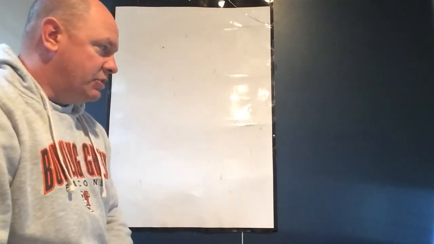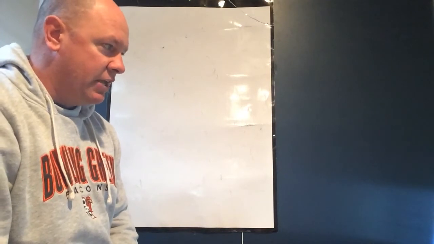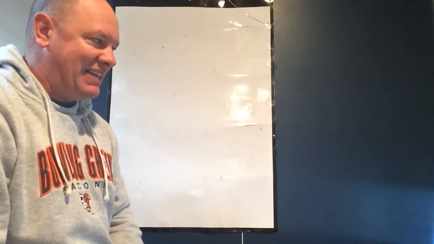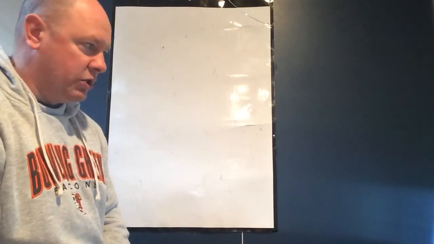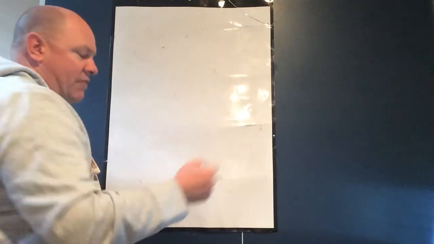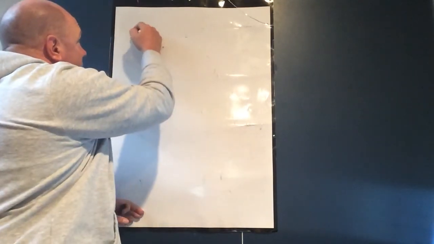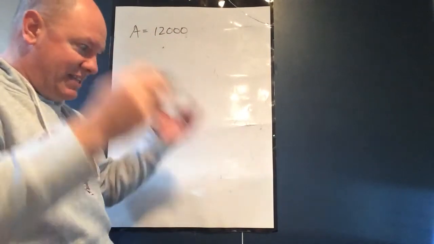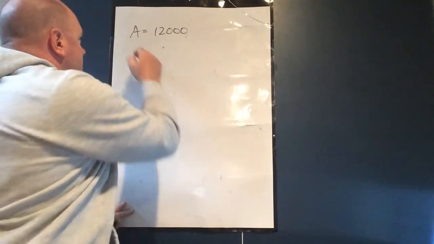Example number 2. It says, how much money should Jessica's parents invest on her 12th birthday if they wish to have $12,000 when she turns 19, if the interest rate is 4.8% compounded quarterly? Well, remember, first off, when we're talking about years, that's some of the things we're looking at. A is $12,000. This is our future amount, what we want. We want this at her 19th birthday. She wants to have $12,000.